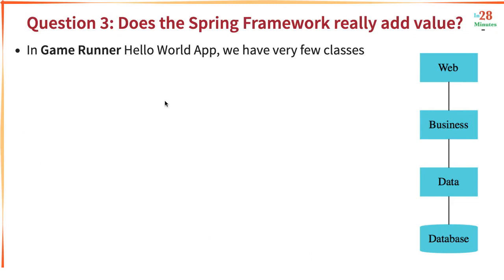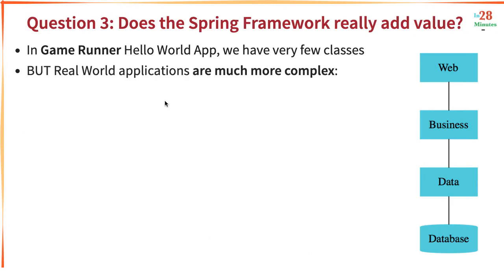In the Game Runner Hello World app, this is kind of a Hello World app, right? So very, very simple app. We have very few classes. But when you talk about real world enterprise applications, these are much more complex. There are multiple layers. You have a web layer, a business layer, a data layer. I have worked with enterprise applications with 100,000 classes. That's how big enterprise applications can be.